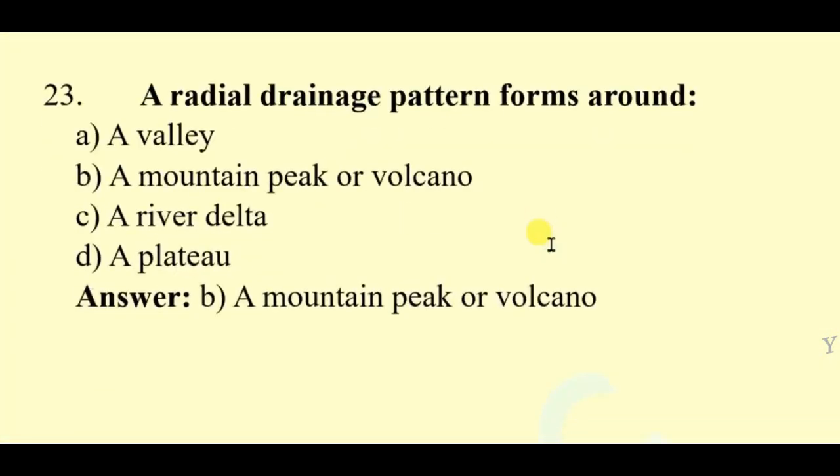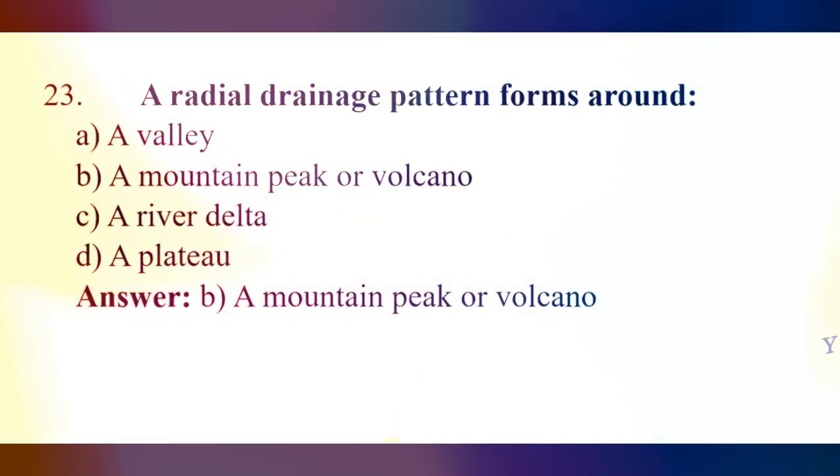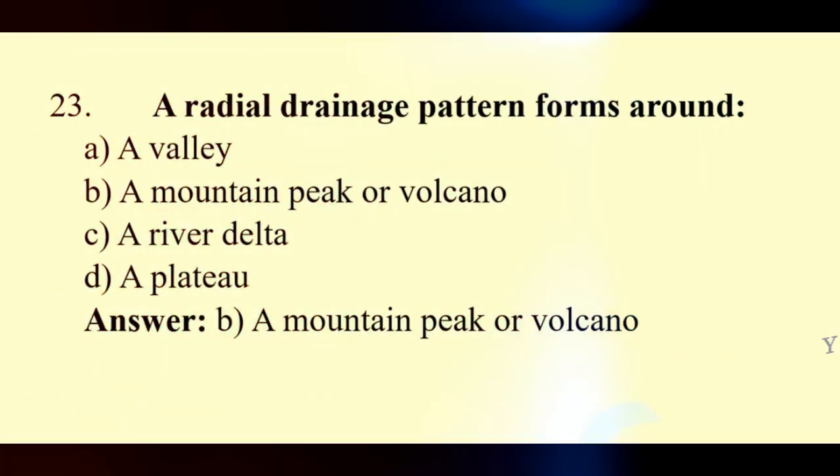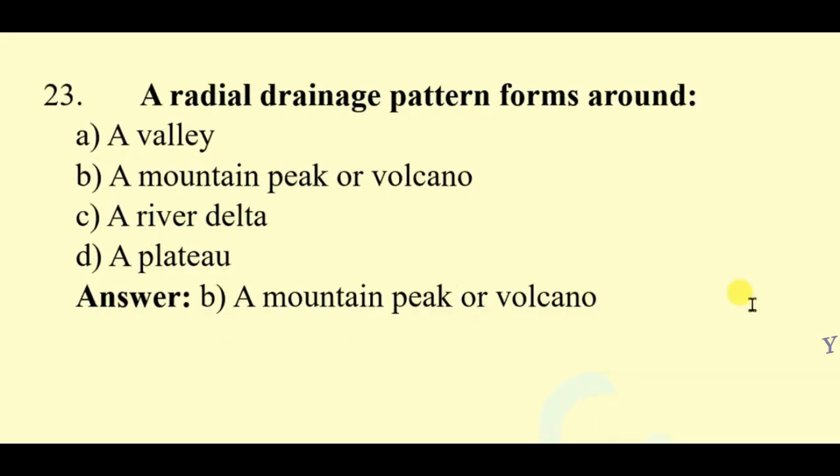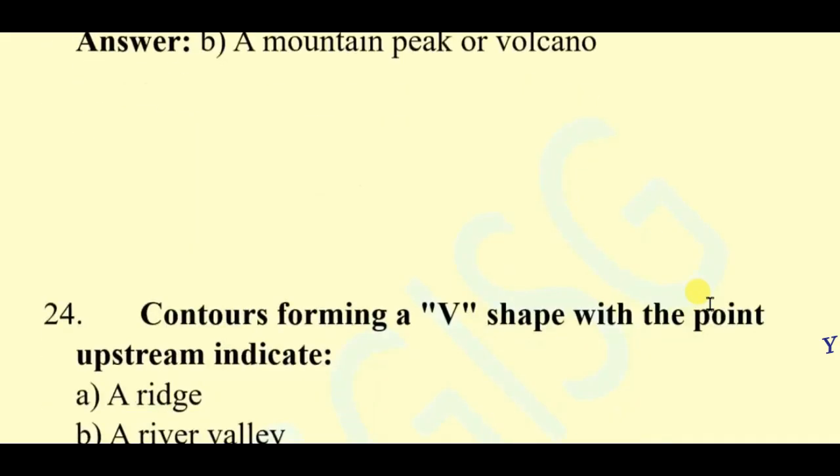Question 23. A radial drainage pattern forms around a valley, a mountain peak or volcano, a river delta, a plateau. Here the right answer will be a mountain peak or volcano.